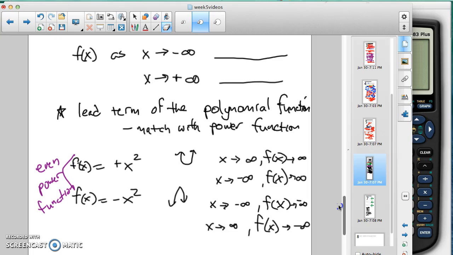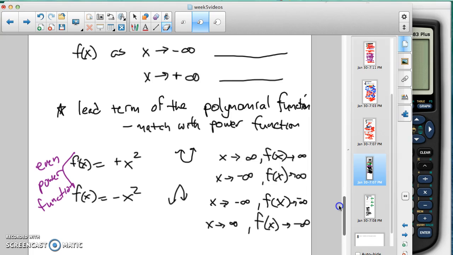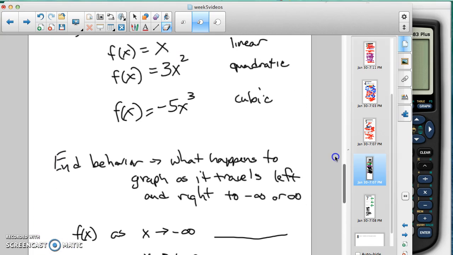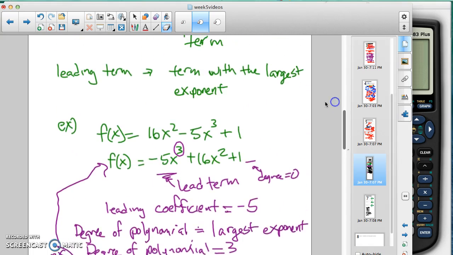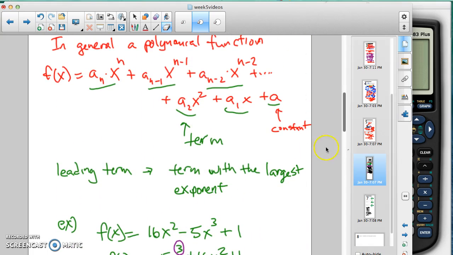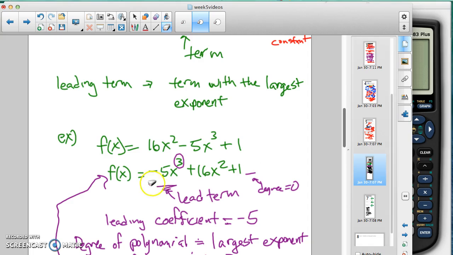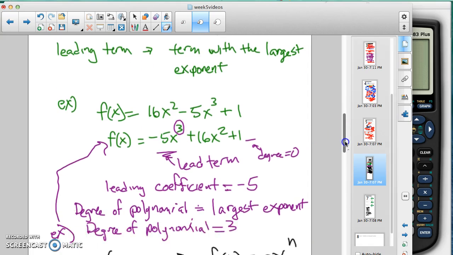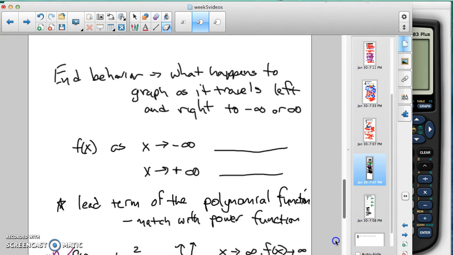Now remember, the polynomial functions are going to match the power functions if we just look at the lead terms of the polynomial function. So if we have a polynomial function that looks like this, negative 5x cubed plus 16x squared plus 1, we're going to look at this term right here to determine its end behavior. We're going to look at negative 5x to the third to determine its end behavior. So that's an odd power.